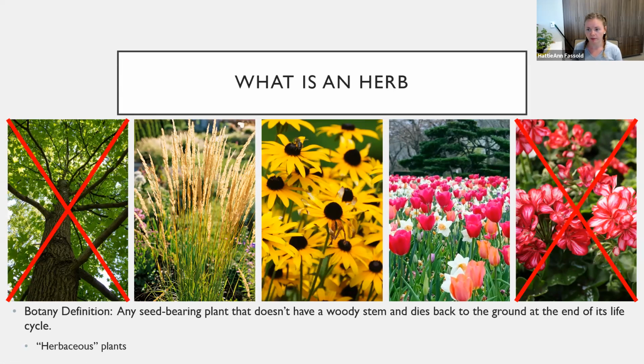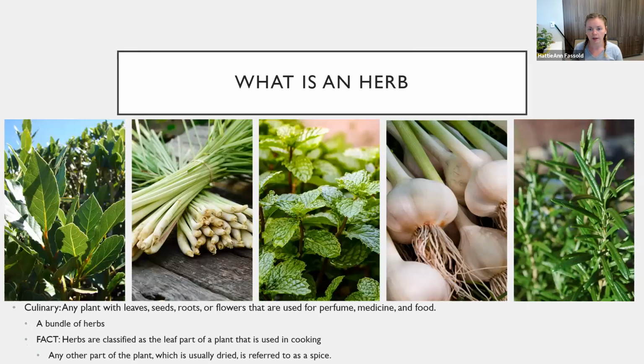The annuals would be out because they don't come back year after year. And so technically with the botany definition, that's what an herb is. But when we're talking about a culinary view, the herb would be any plant with leaves, seeds, roots, or flowers that are used for perfume, medicine, and food.